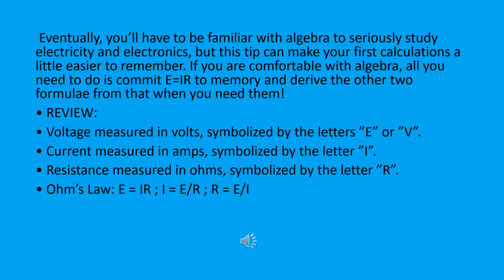Review. Voltage is measured in volts, symbolized by the letters E or V. Current is measured in amps, symbolized by the letter I. Resistance is measured in ohms, symbolized by the letter R. Ohm's law: E equals IR, I equals E/R, R equals E/I.